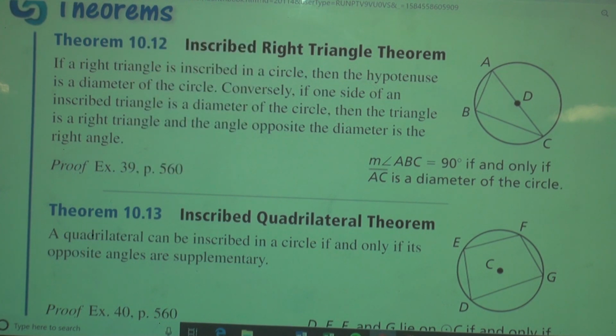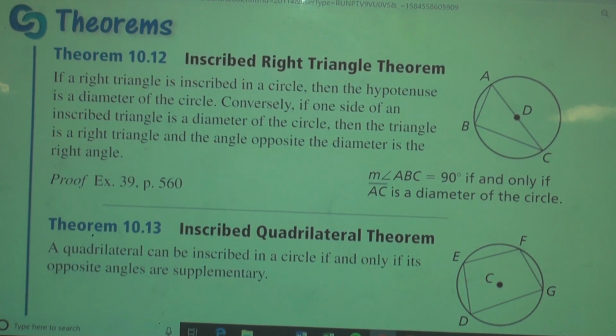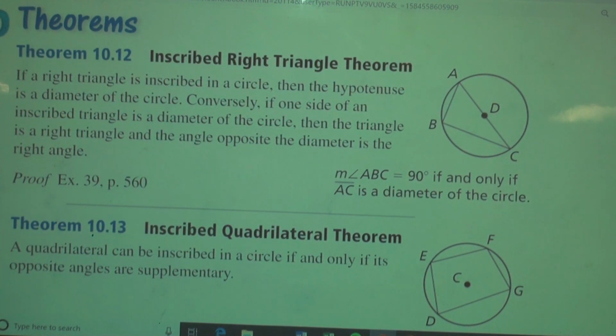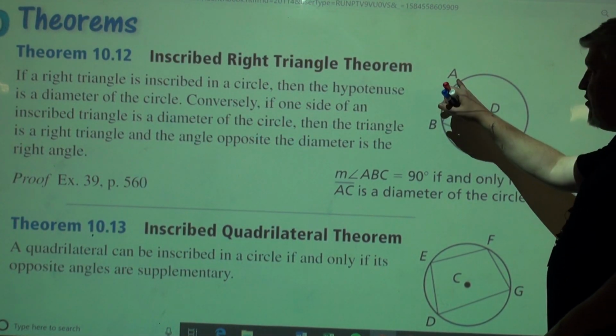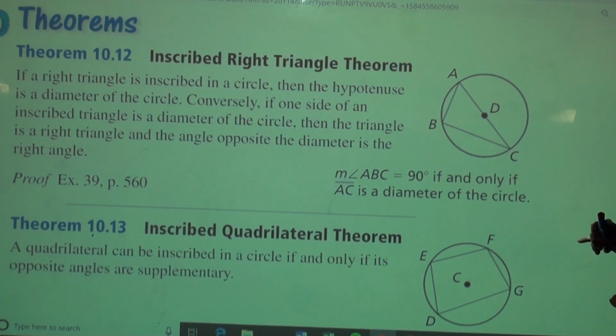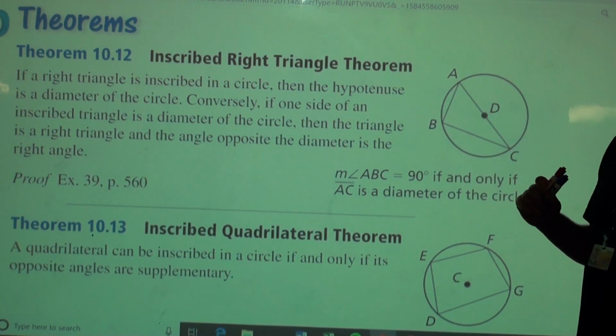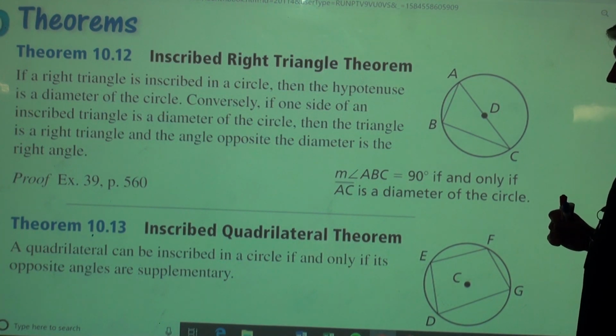Theorem 10.12, the inscribed right triangle theorem. If a right triangle is inscribed in a circle, then the hypotenuse is the diameter of the circle. Conversely, if one side of an inscribed triangle is the diameter, then the triangle is a right triangle. And the angle opposite the diameter is the right angle.